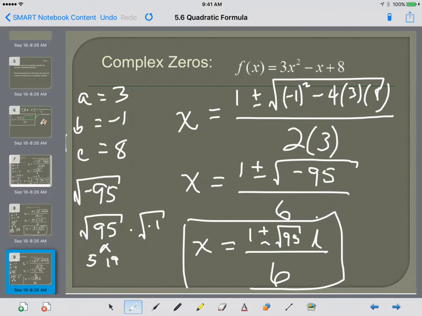So sometimes we have complex solutions in which we are going to have a negative number underneath the square root. Now, if you try to use a calculator and you get an error when you're trying to do the quadratic formula, that is because you are trying to take the square root of a negative number, which is not possible.